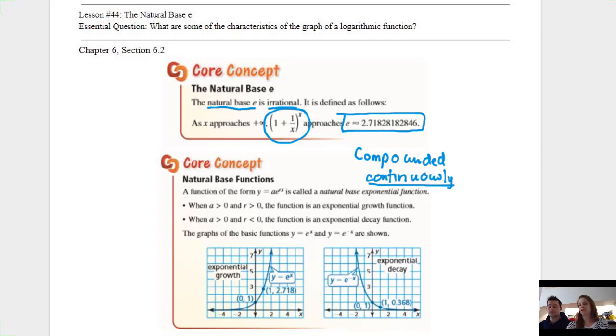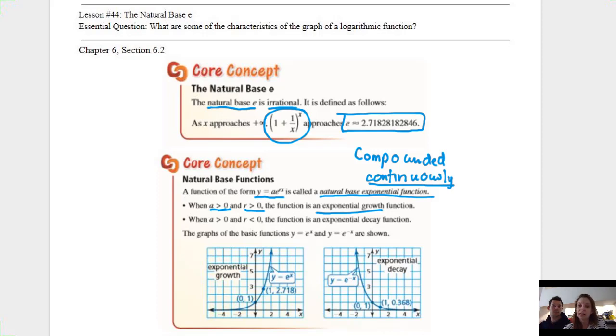Okay, so now that we have e, we're going to have functions of the form y equals a e to the rx. This is called the natural base exponential function. We're assuming that a is greater than 0. When r is also greater than 0, the function has exponential growth. This is 2.7 to positive powers. Well, the first power would stay the same.